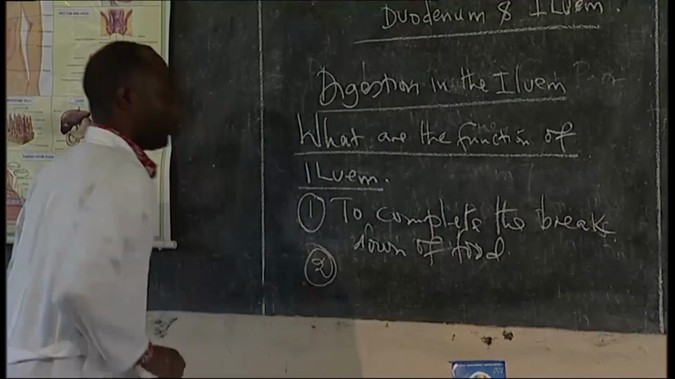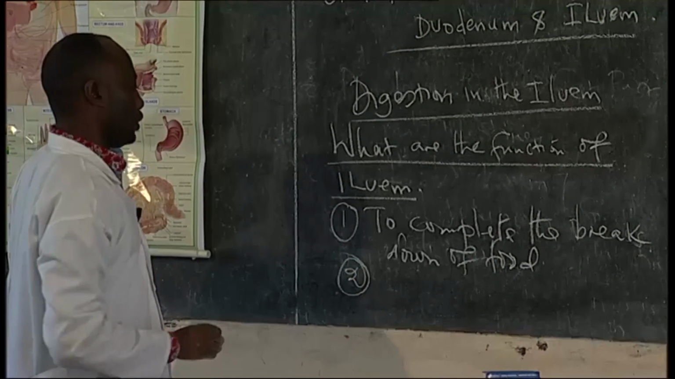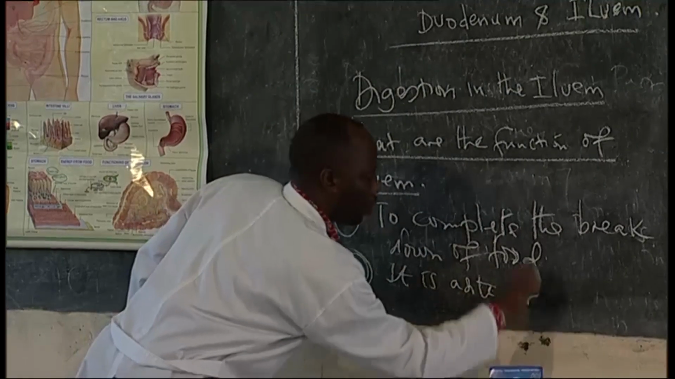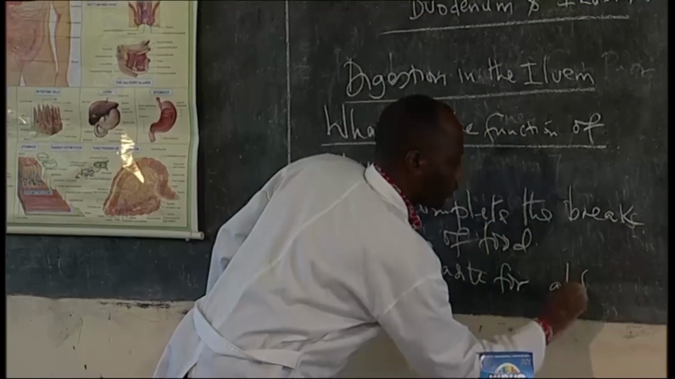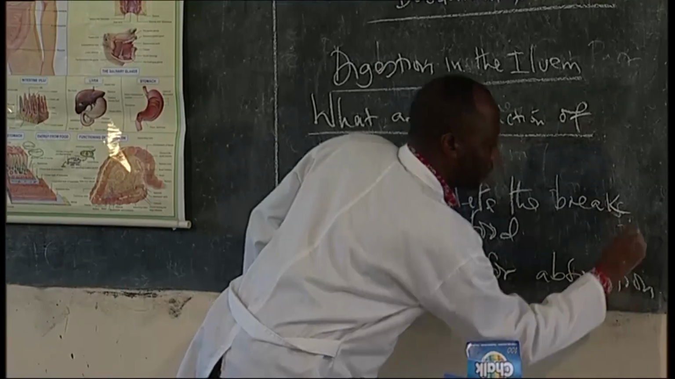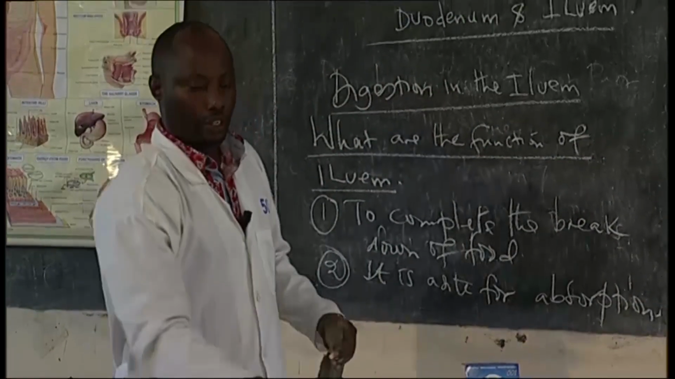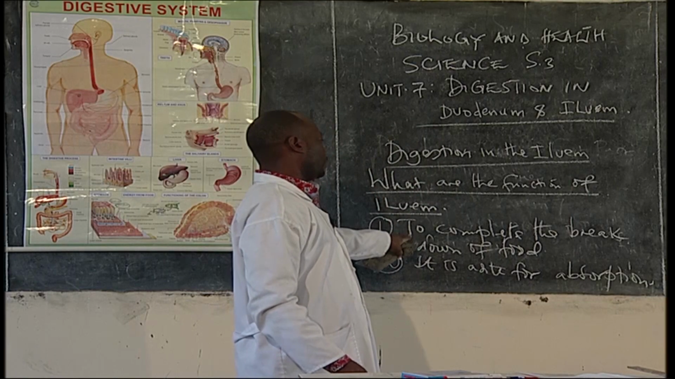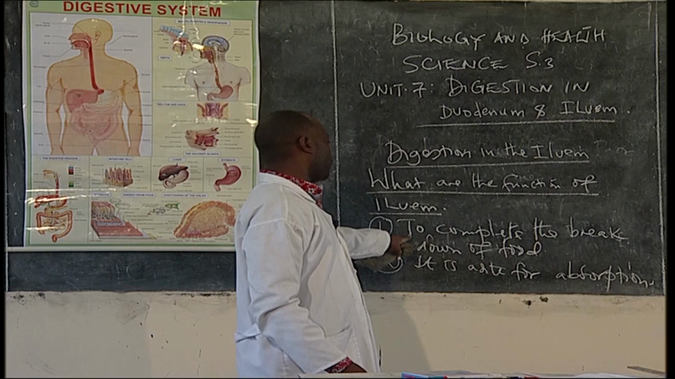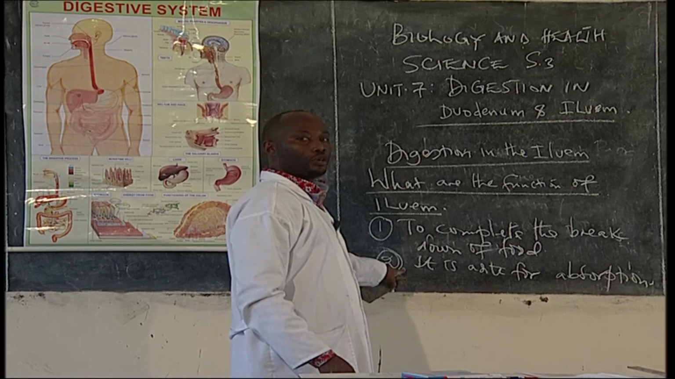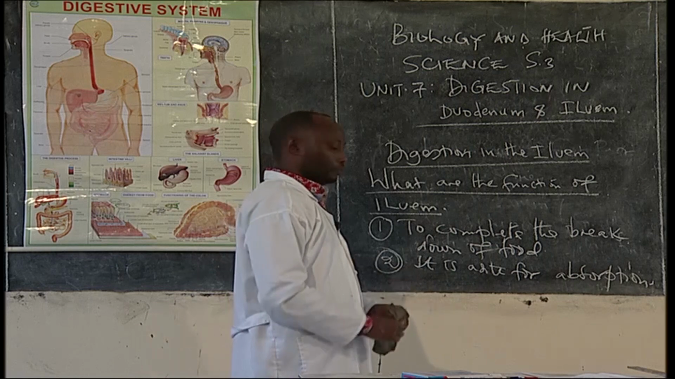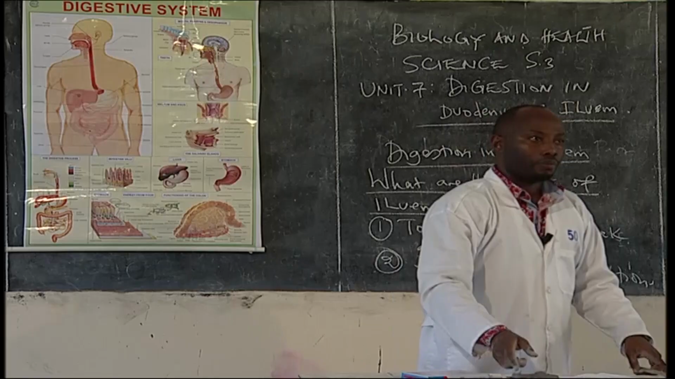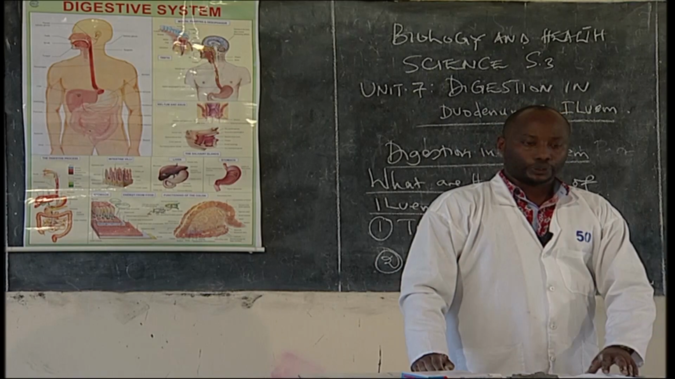Number two, another function of the ileum is that it is a site for absorption. The site of absorption is found in the duodenum, in the ileum, sorry. It is found in the ileum. So one of the functions of the ileum is to complete the breakdown of food. The second function of the ileum is as a site for absorption. We normally know that the ileum is a site for absorption.